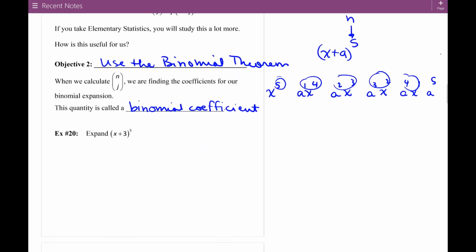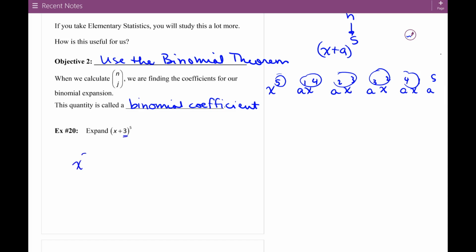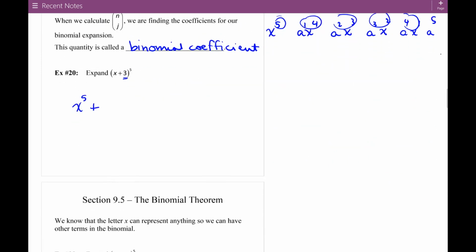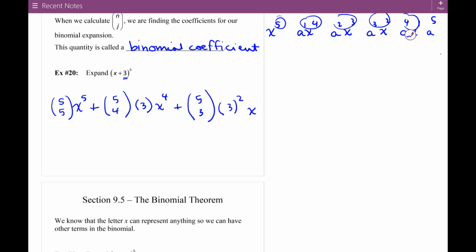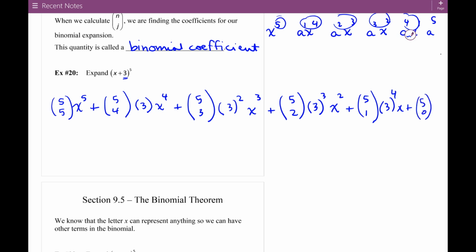So if I expand x plus 3 to the 5th, now I have a number for my a. So I'm going to have x to the 5th plus, and we expanded these earlier, but let's write it as 5 choose 5, then 5 choose 4 times our a, now a 3, x to the 4th, plus 5 choose 3, and our a is 3, x cubed, plus 5 choose 2, a is 3, x squared, plus 5 choose 1, times 3 to the 4th x, plus, and we know the coefficient's always going to be a 1. You can write 5 choose 0 if you like, and then this is going to be the 3 to the 5th with no x. So 5 choose 5 is always going to be 1, so that's x to the 5th.